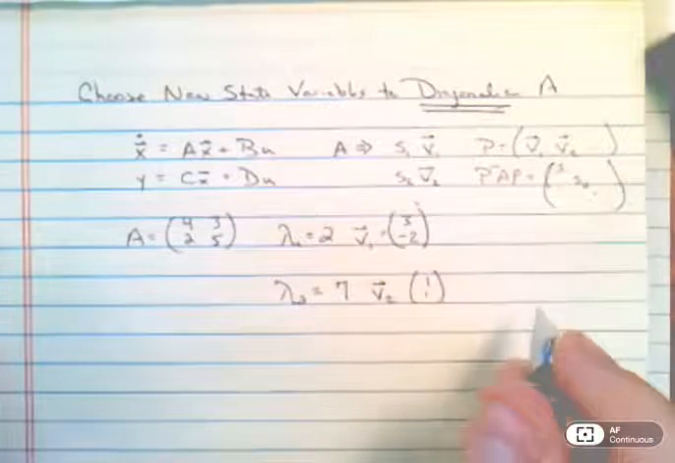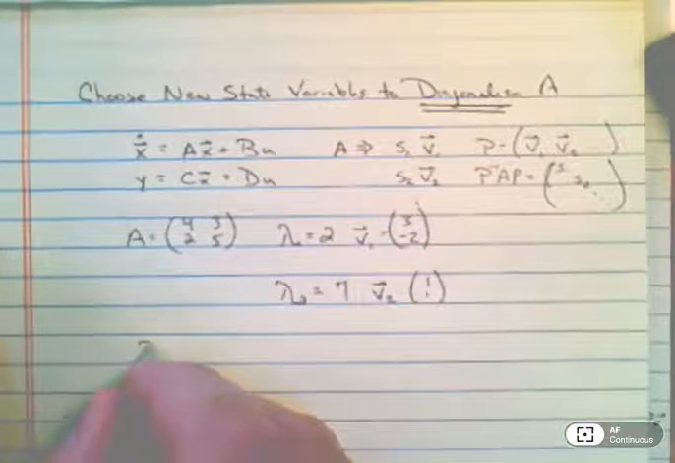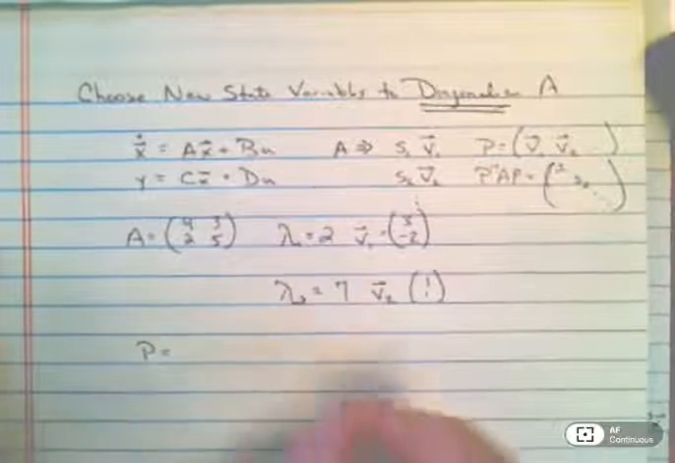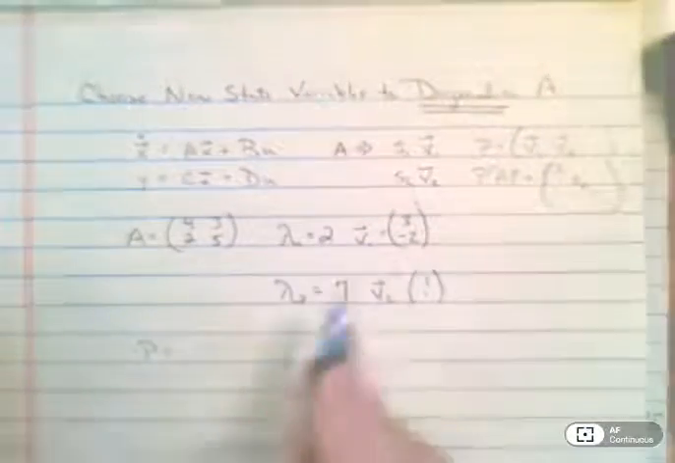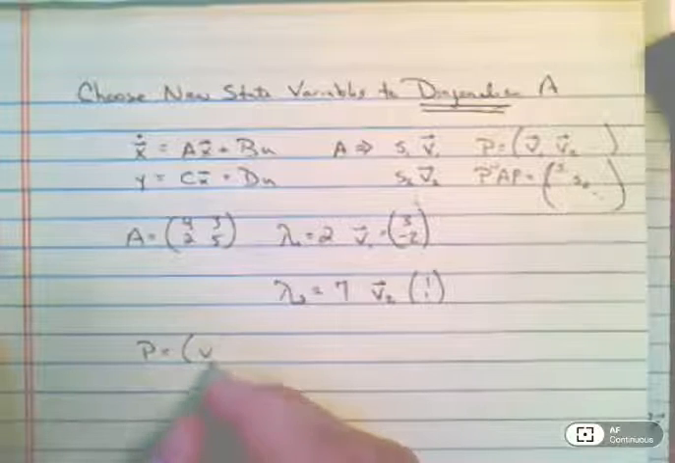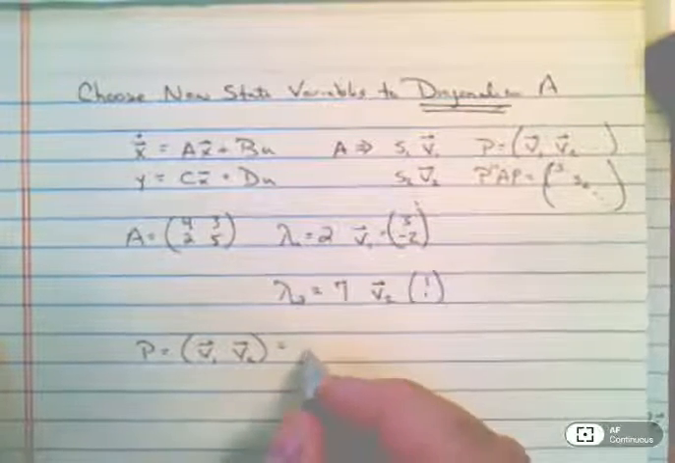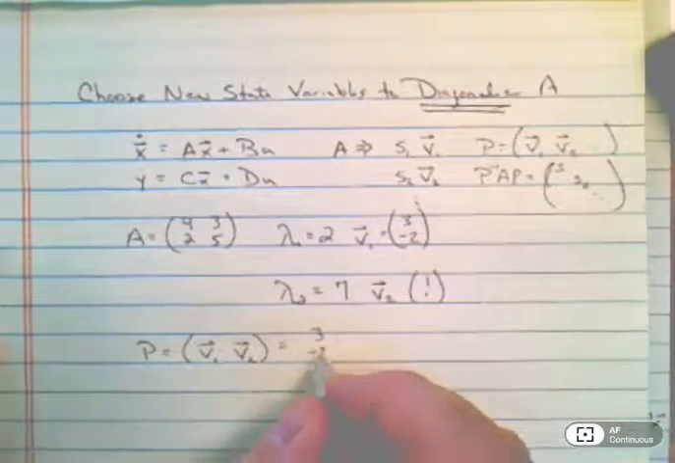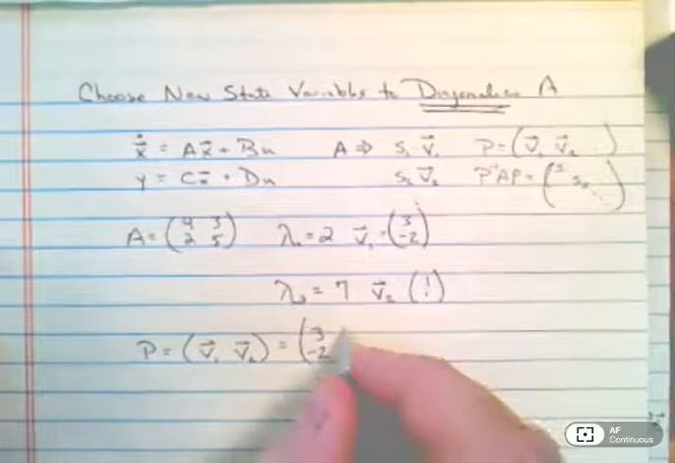And so what I'm going to do is make my transform matrix P have its columns be the eigenvectors. I'm going to have the first column be V1 and the second column be V2, which means the P matrix is 3, minus 2, which is my V1, and the second column is 1, 1.